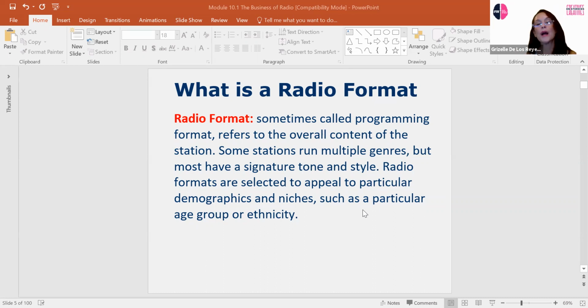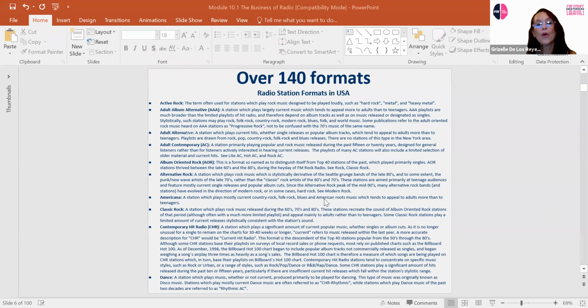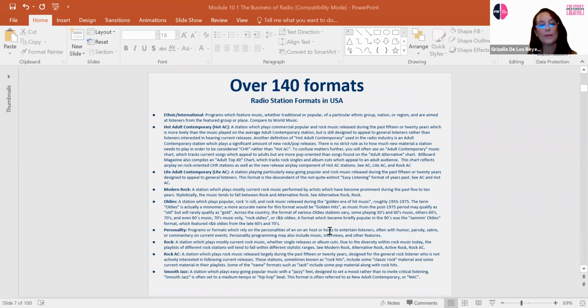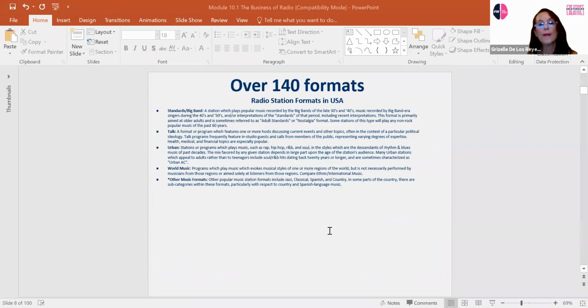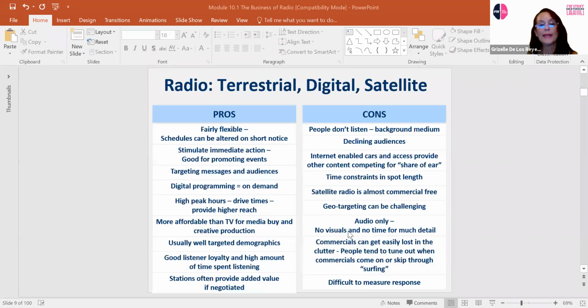But you talk about content, and content in radio is called a format. I'm not going to go over all of these, but these are the different formats: radio, adult contemporary, rock, alternative rock, classic rock, contemporary hit radio. And again, every radio station is going to position itself based on the format, the type of programming that they broadcast. These are more different formats, so that you have an idea.